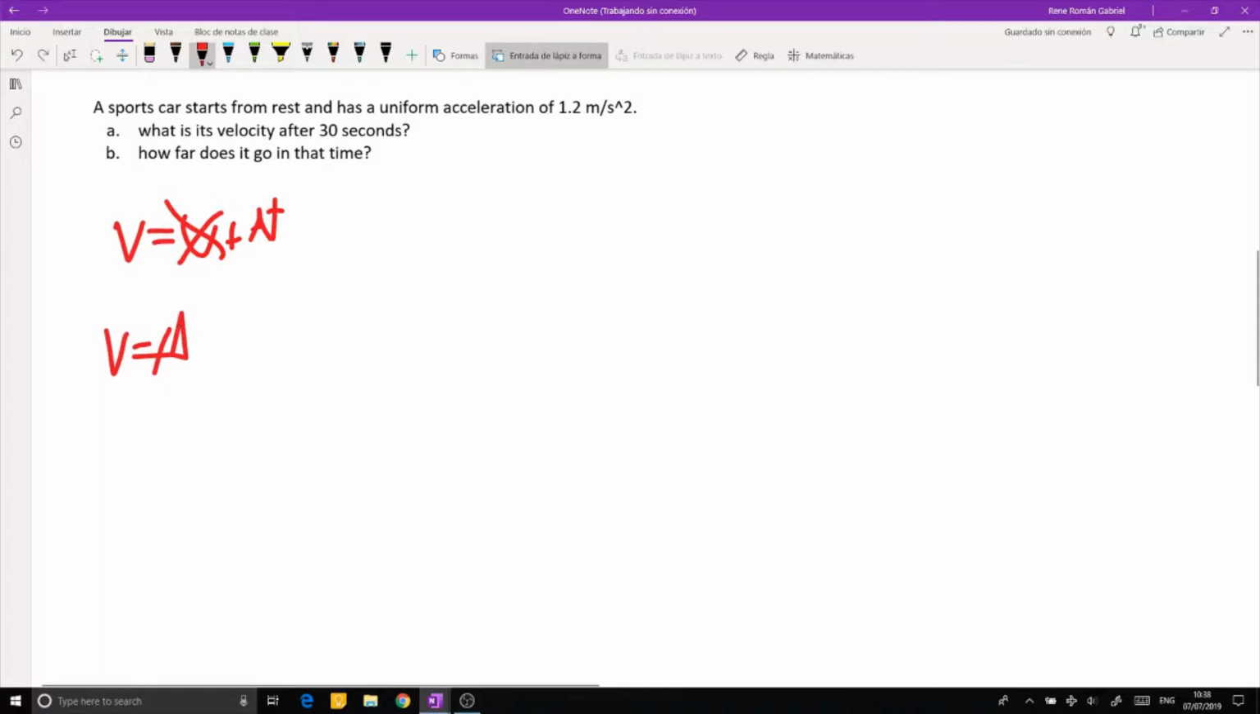Acceleration times time. And so we just solve this by putting acceleration, which is 1.2, times 30, which would give us 36 meters per second. So now we have the A part solved, but they ask us how far does it go.